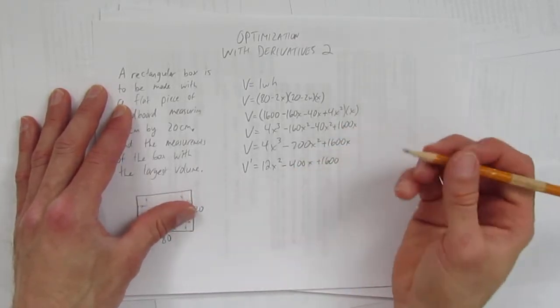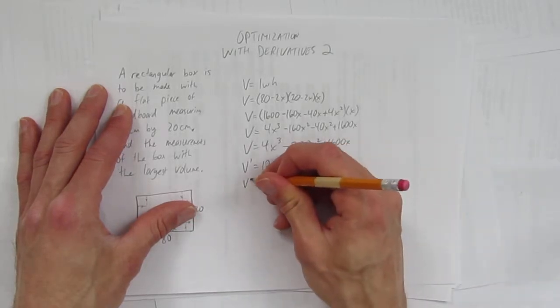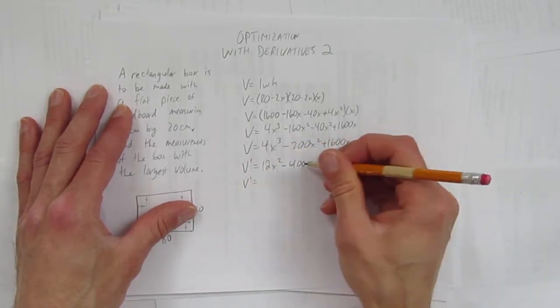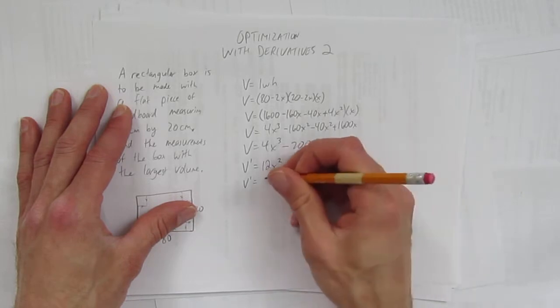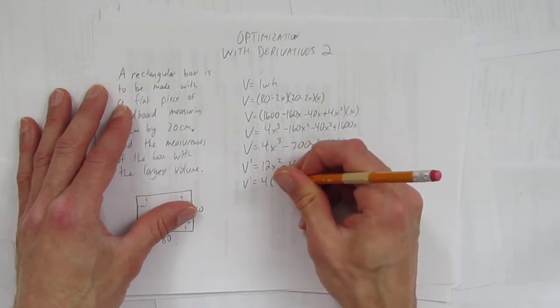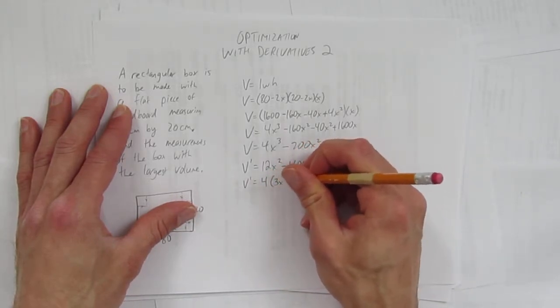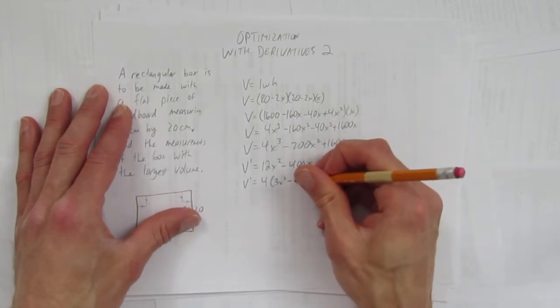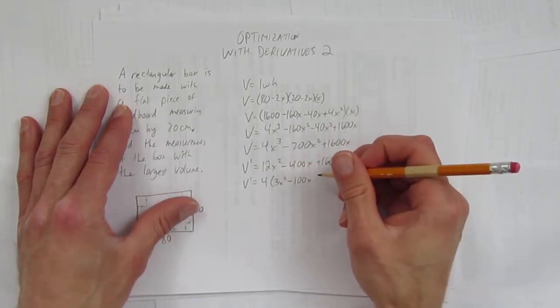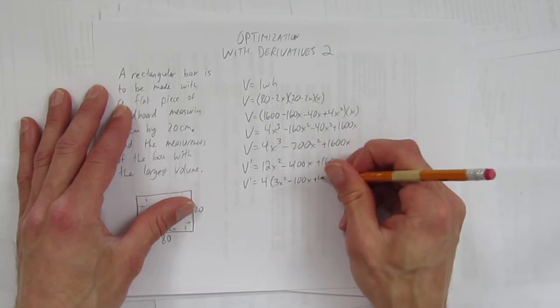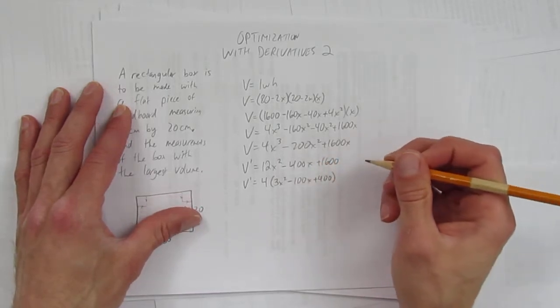We can't factor that. We could jump right to quadratic formula, though we actually could common factor it. What goes into all the numbers 12, 400, and 1600? A 4. That'll just make our math a little bit faster, but not much. So you didn't have to common factor. You could have just jumped right to quadratic formula, but I'm common factoring because I think it'll save me time.